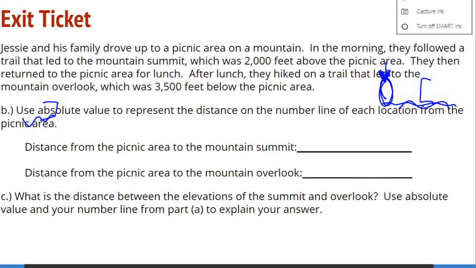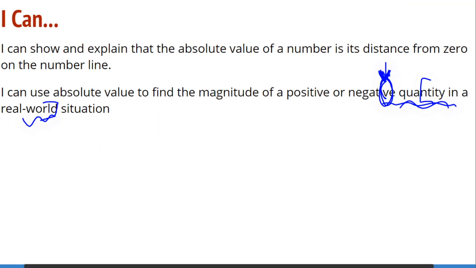And of course my smart panel is having a moment here. All right.